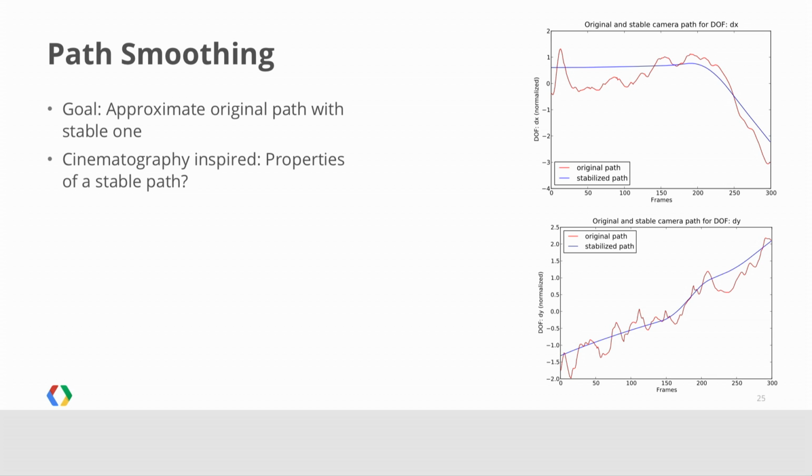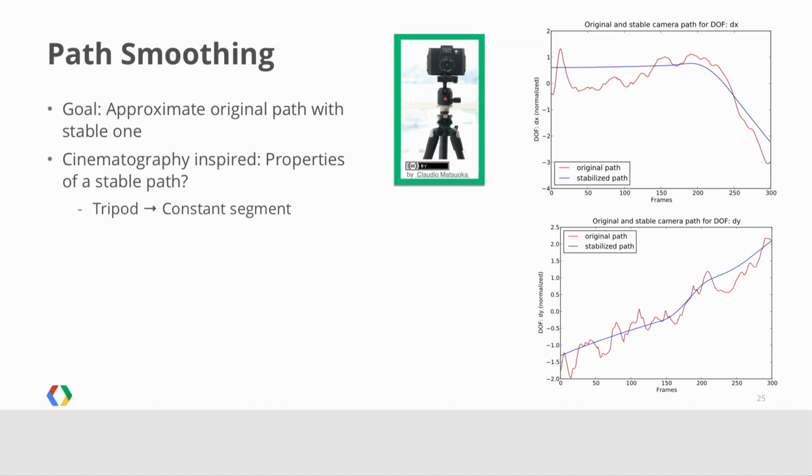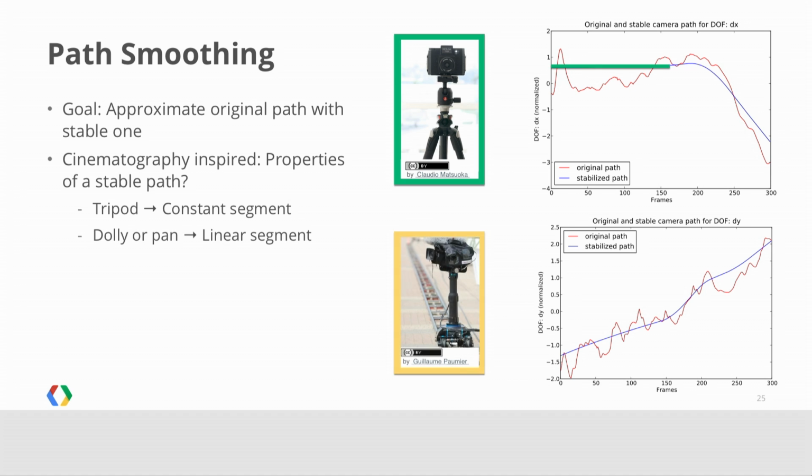Well, a cinematographer would use stabilization equipment, for example, a tripod. So you would have segments in your stabilized video that basically would have no motion at all, meaning a constant segment shown here in green. Or a cinematographer would have used a dolly or a pan where you have nice constant velocity, which reflects itself in a linear path shown here in yellow. You see the remaining arcs are basically parabolic segments, what we call ease in and ease out transitions, so that you can transition between the constant and the linear segments.